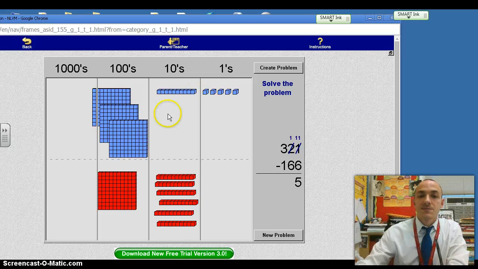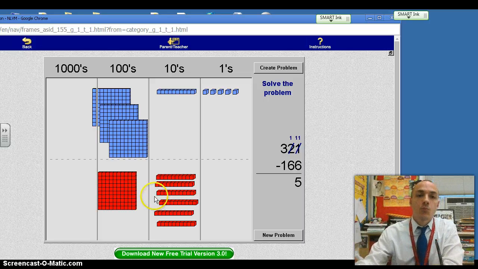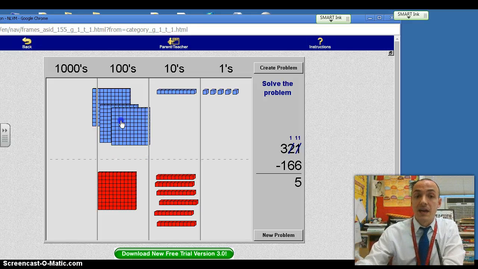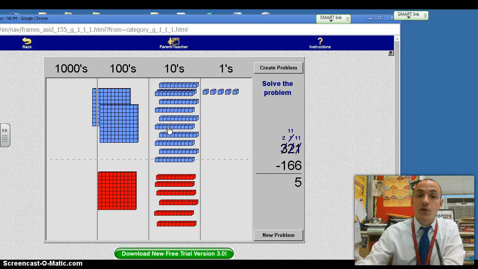So let's come over here to the tens place where I have 1 blue 10 and I'm trying to take away 6 red 10s. Again, I don't have enough blocks to take those away. So I'm going to regroup the same way. This time I'm going to take a hundreds block and I'm going to split it up into 10 tens. Now I already have 1 ten and I bring 10 tens over, that now leaves us with 11 tens and 2 hundreds where I used to have 3.